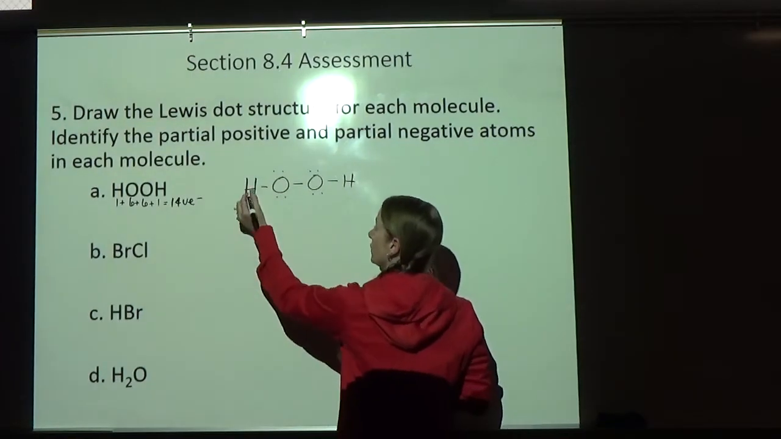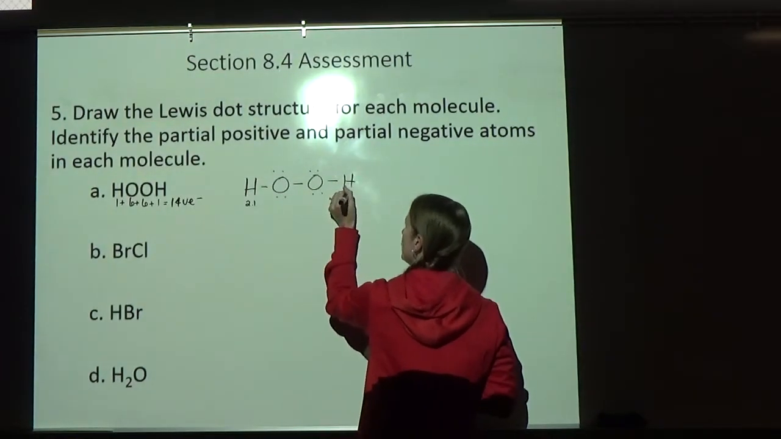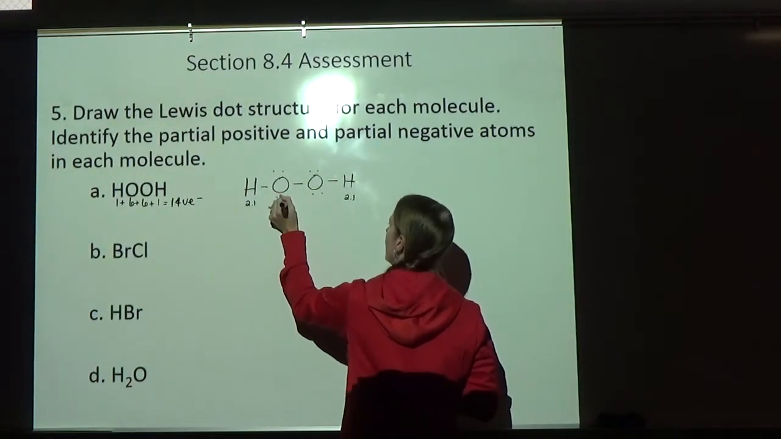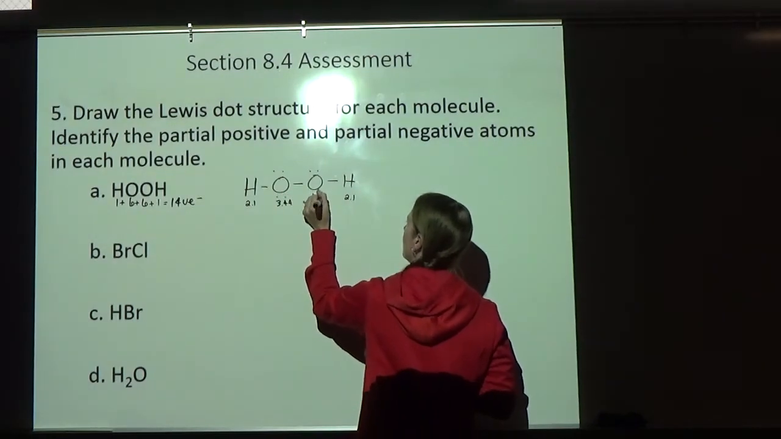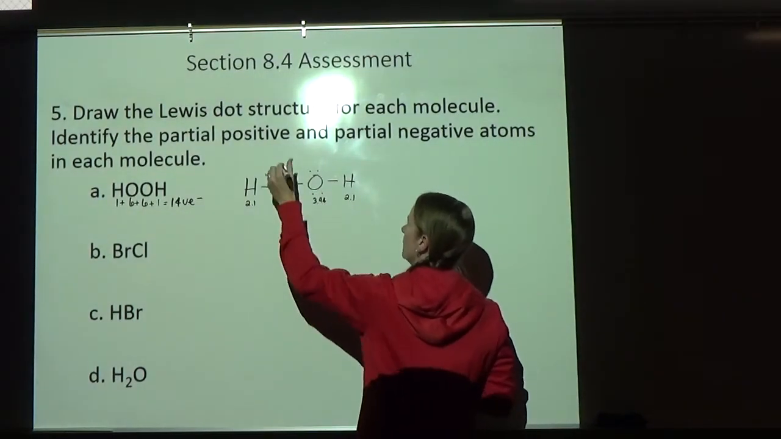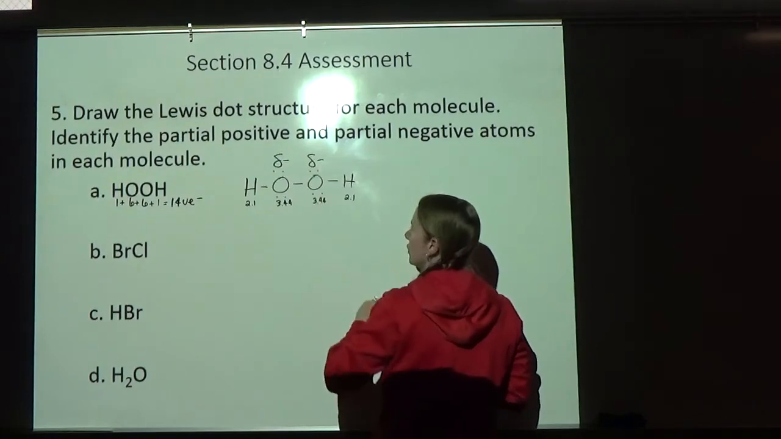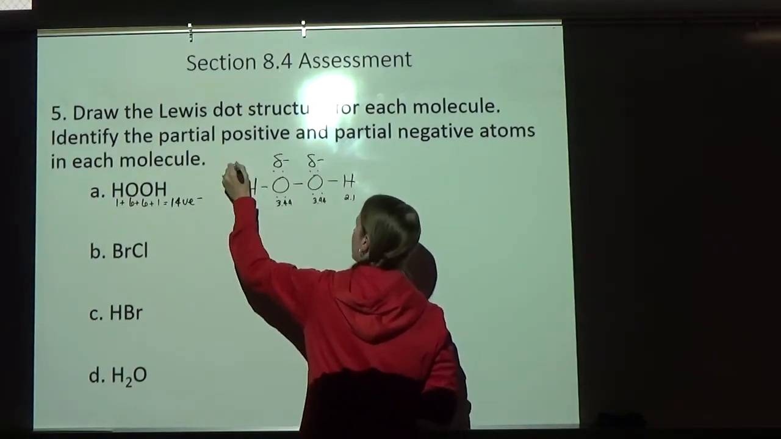So if you look at your electronegativity chart, H has 2.1 electronegativity, O has 3.44. Remember, the higher the number, the partial negative charge goes with that. And then the lower number gets the partial positive.